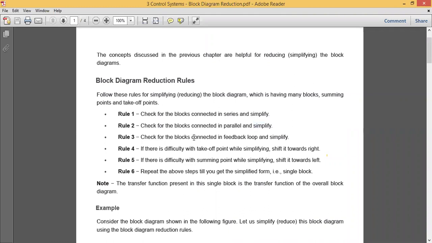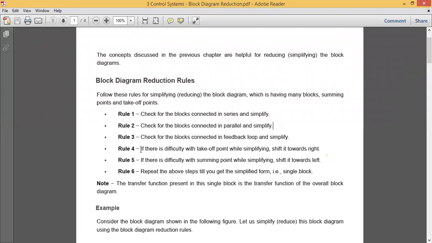Then after series and parallel, we have seen the feedback connections. Rule 3: check for the blocks connected in a feedback loop. If they are in feedback, go for simplification. These three are very simple for solving any problem, and all are related to our previous lectures. Then what does rule number 4 say? Rules number 4 and 5 are very important.